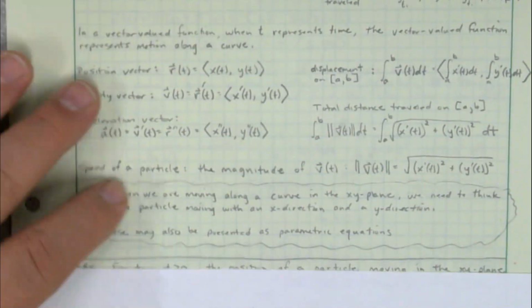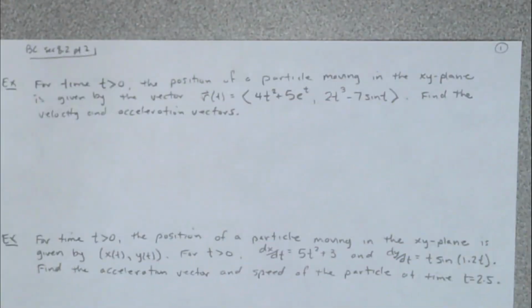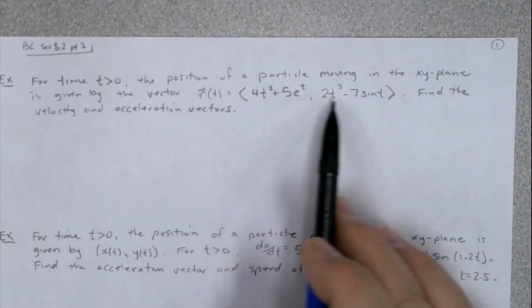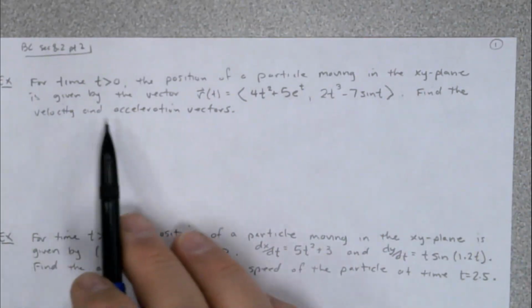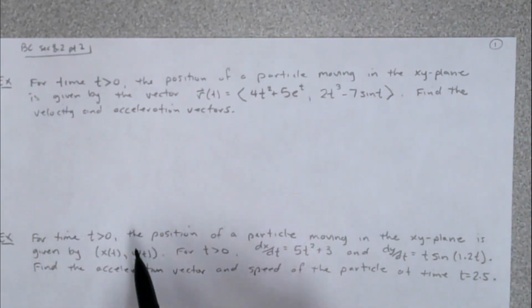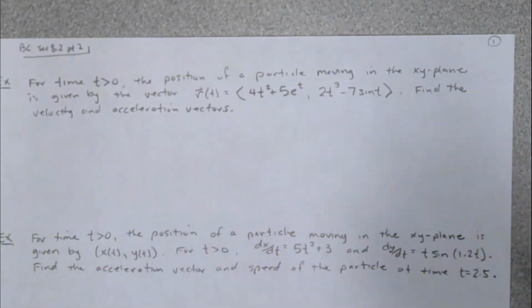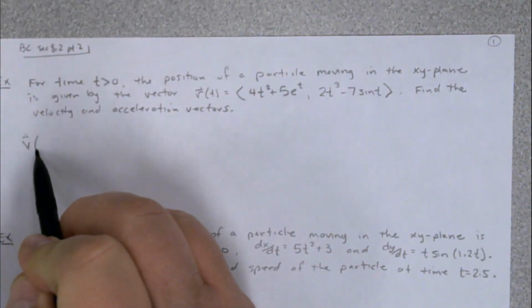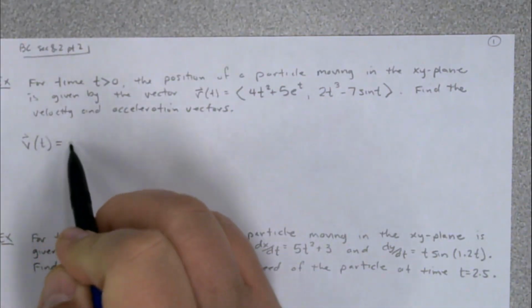Let me go ahead and pull up the first example. So there we go. For time t greater than 0, the position of a particle moving in the xy plane is given by this vector. Find the velocity and acceleration vectors. Very simple. We already know how to do this from previous work. We're just adapting it to the vector format.